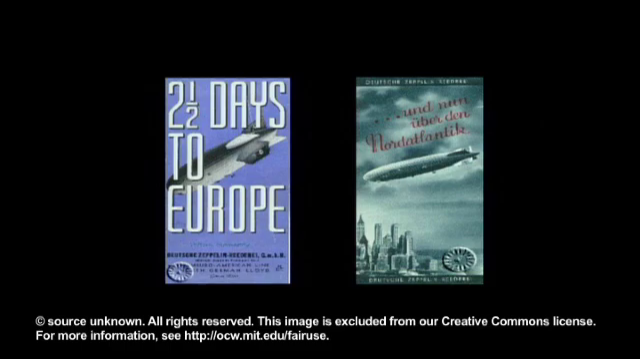Here are some posters. Only 2.5 days to Europe. And here's one, a German one. And now over the North Atlantic. That's Manhattan. That's the lower tip of Manhattan. There's the Chrysler Building. Look at that. Yeah, look at that picture. Isn't that magnificent?